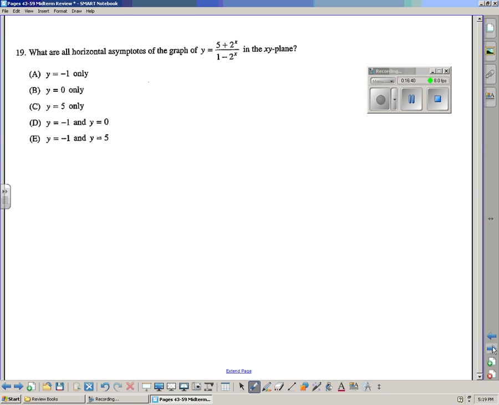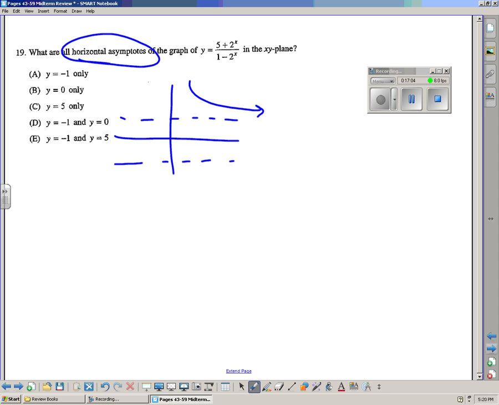Number 19, what are all the horizontal asymptotes of the graph of y equals 5 plus 2 to the x over 1 minus 2 to the x in the xy plane? This is a problem that was actually not counted on the AP exam because so many kids got it wrong. And we did a lot of these at the beginning of the year. Probably too many, but if we want to find horizontal asymptotes, we have to consider both directions, both x going to positive infinity and x going to negative infinity, because they could lead us in two different directions. You could have two different horizontal asymptotes of a function.